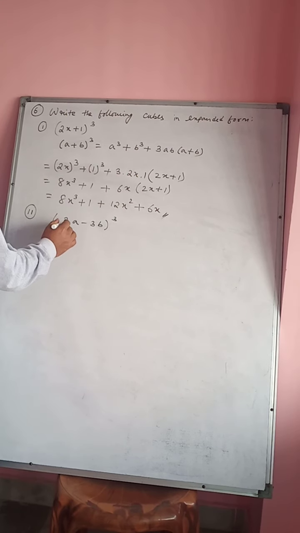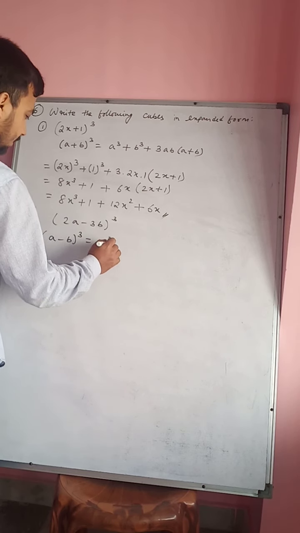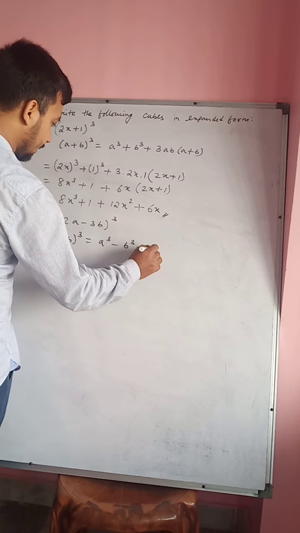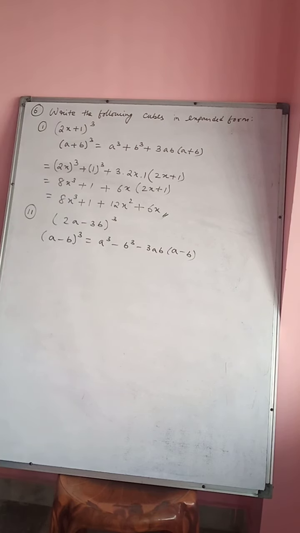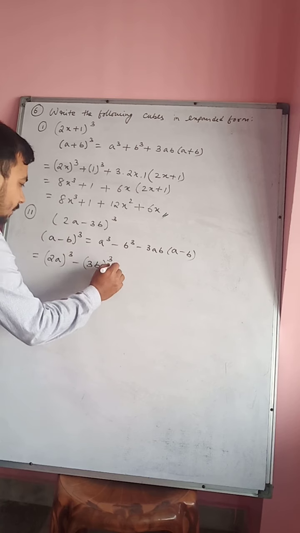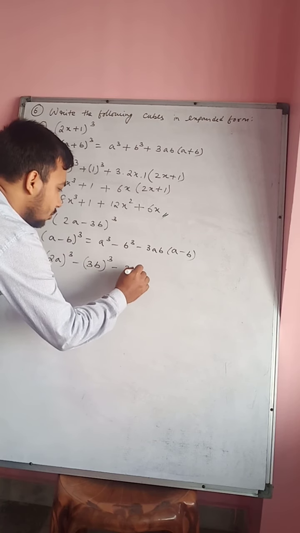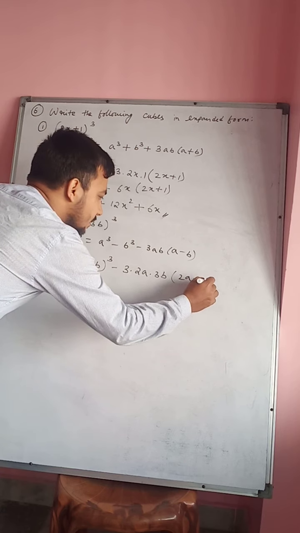So now (2a minus 3b) whole cube. So I will use here this identity with minus, that is a cube minus b cube minus 3ab(a minus b). Okay, this identity will be used. So what I write here, (2a) cube minus (3b) cube minus 3 into 2a into 3b, (2a minus 3b).